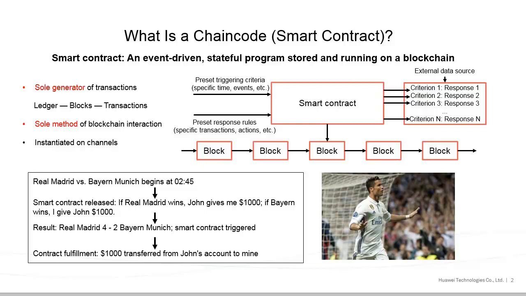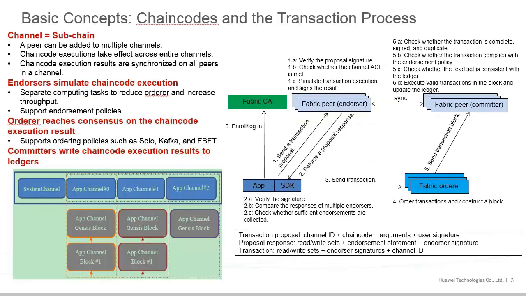We can think of a chain code as the only thing that can generate transactions. A ledger consists of many blocks, and each block contains the data of one or more transactions. This basically means that each transaction is completed using a smart contract, and ledgers are updated using underlying blockchain technologies.